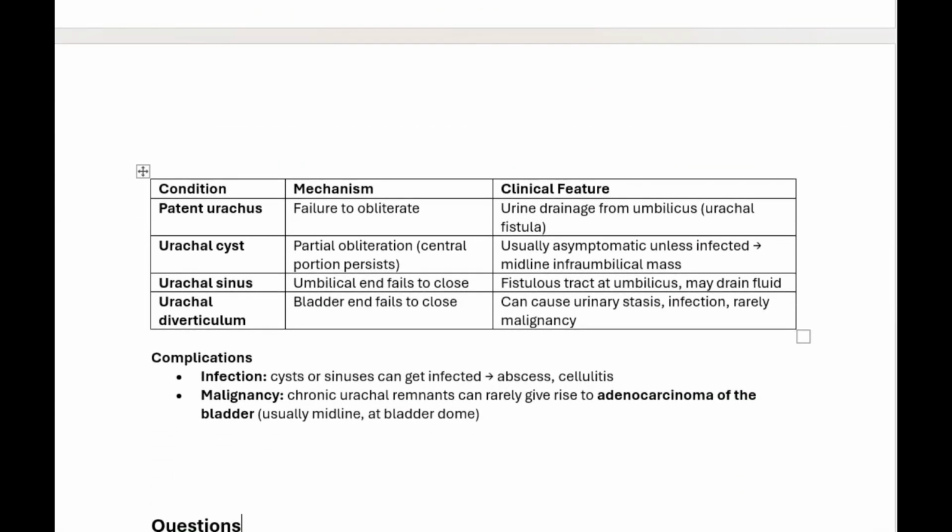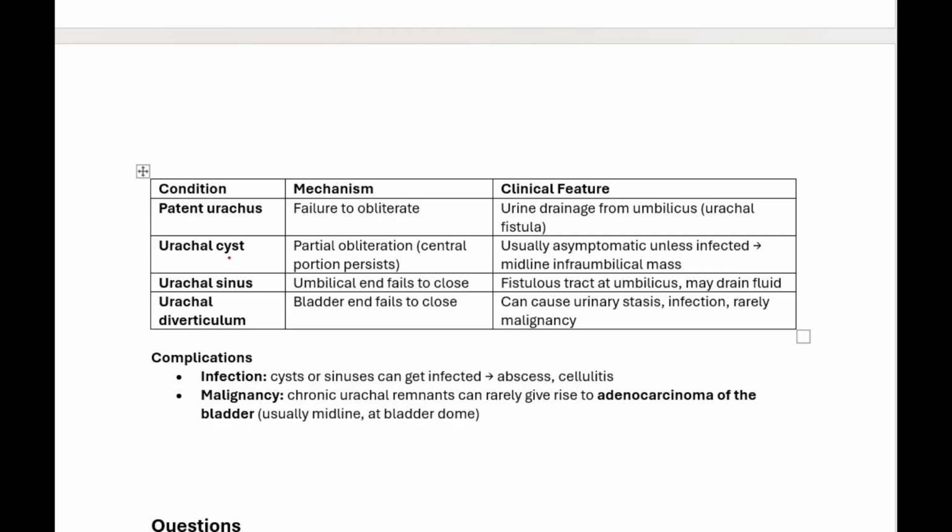So this is when it fails to obliterate. And then what's going to happen as a result of that? That means there ought to be a persistent connection between the bladder and the umbilicus. So the urine is going to be draining from the umbilicus. So urine drainage from the umbilicus because of the urachal fistula.